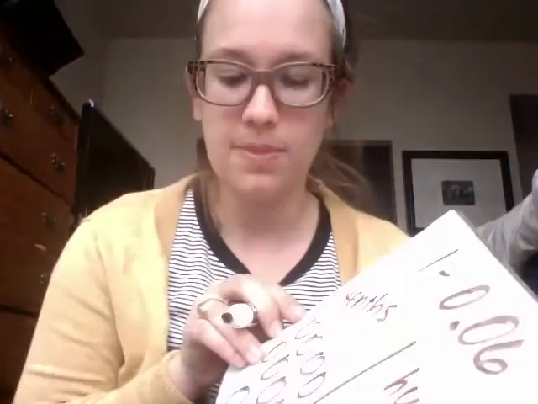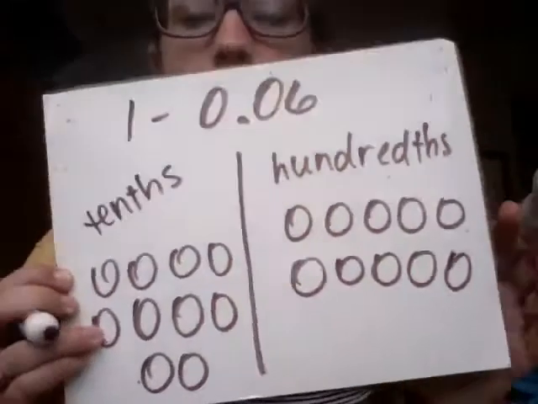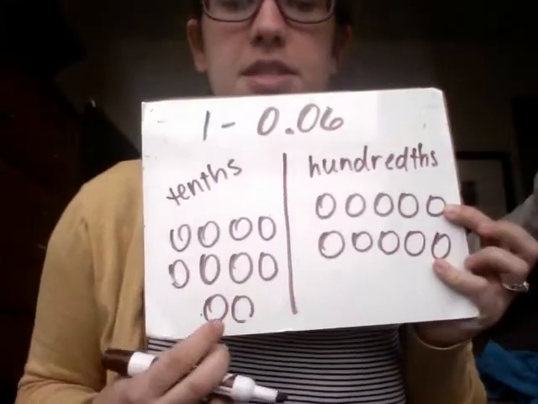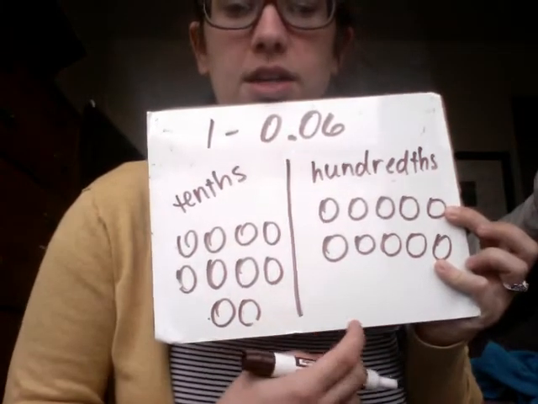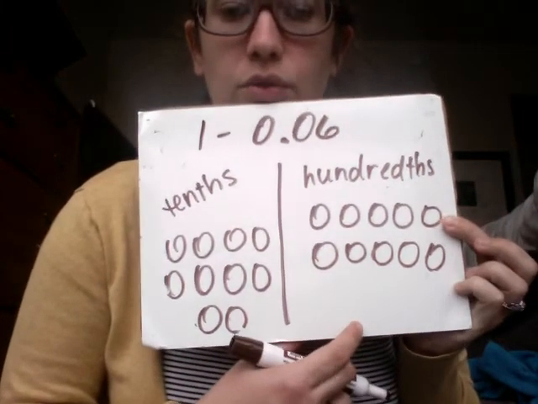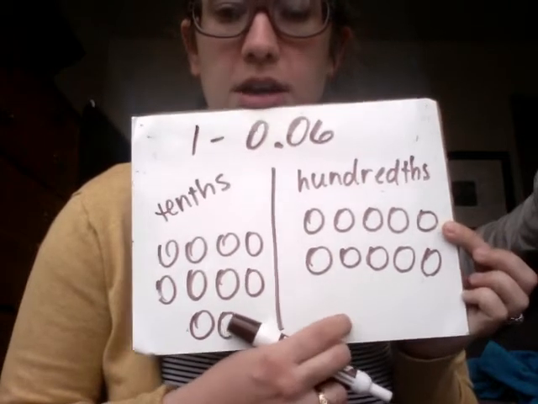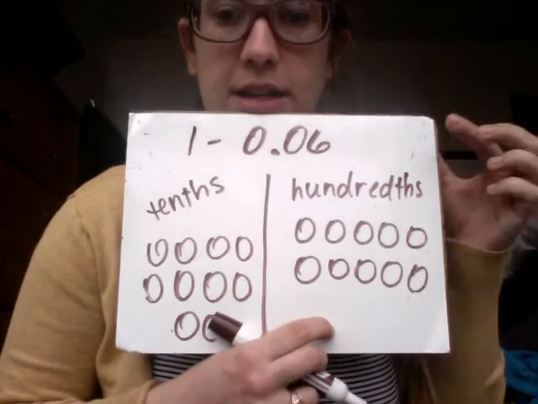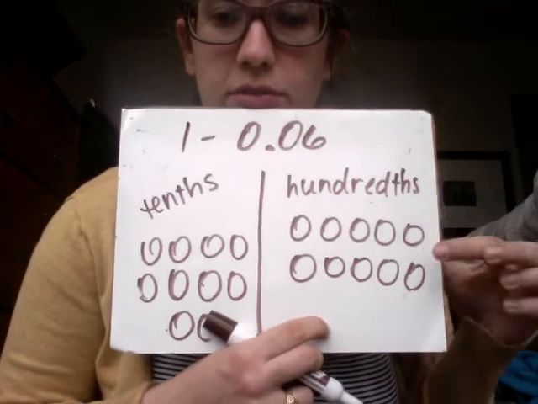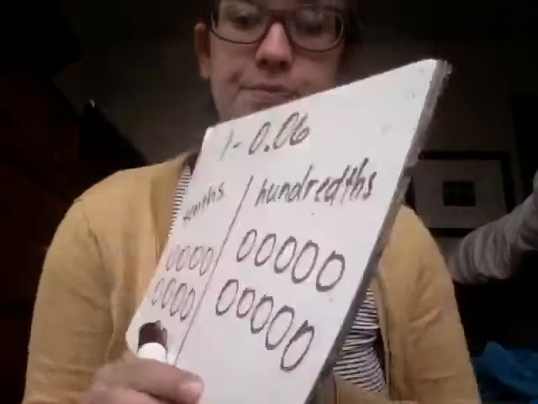Okay, so now we have 9 tenths, and we have 10 hundredths. After we traded in our 1, we made 10 tenths. We already traded one of our 10 tenths for 10 hundredths. Now I'm subtracting my 6 hundredths from these 10 hundredths I now have.